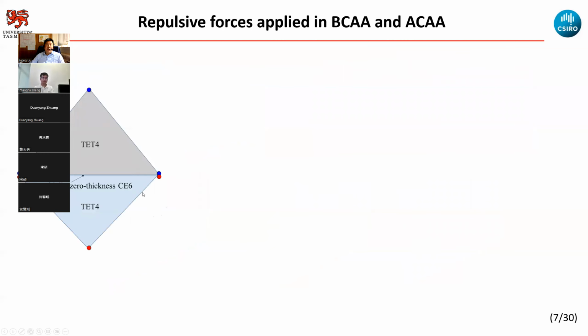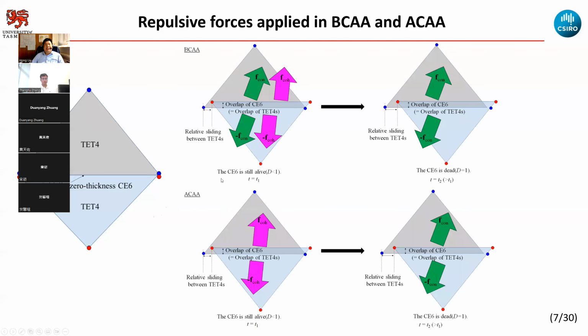To explain this more clearly, what is the difference? I draw a two-dimensional model. Although this problem is actually three-dimensional, I simplify it as two-dimensional. We have two tetrahedral elements, and we insert a cohesive element. Initially, the cohesive element has zero thickness, so the nodes actually overlap with each other, although for visualization purposes I draw them as two points at the center location.